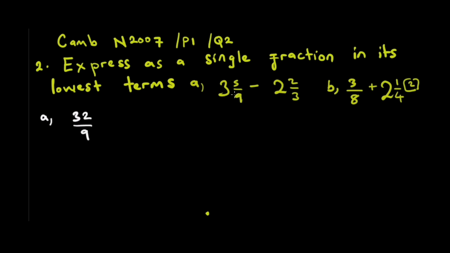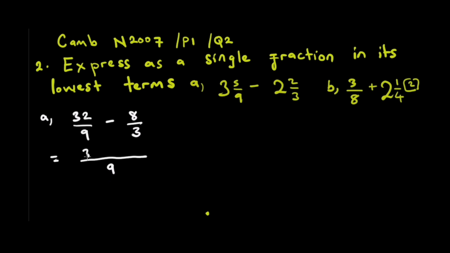Where did we get it? 9 times 3, we got 27, then 27 plus 5, we got 32. That 32 is over 9. Subtracting 3 times 2, that's 6, 7, 8. So it's 8 over 3. Here we need a common denominator. But our common denominator, we will not get it by multiplying the denominators 9 times 3. Because 3 goes into 9. So we will just take the lowest common multiple. That's 9 here. 9 into 9 is 1.